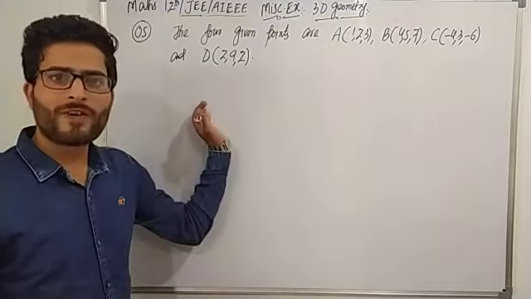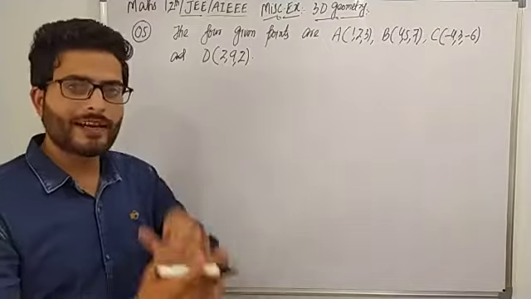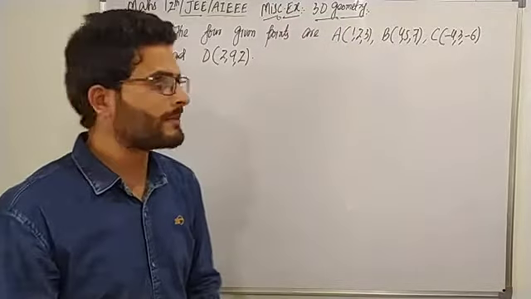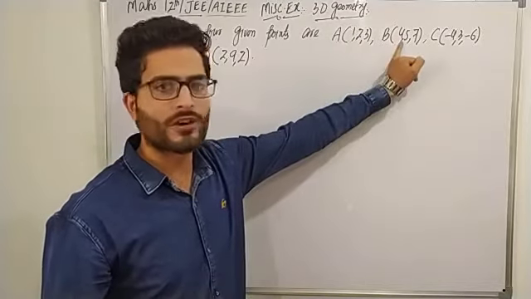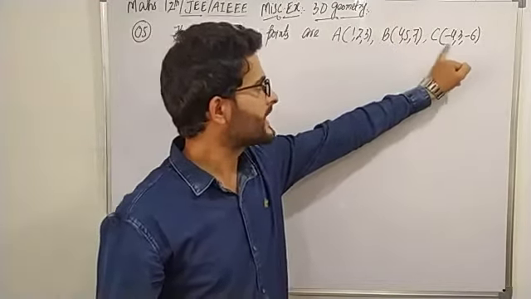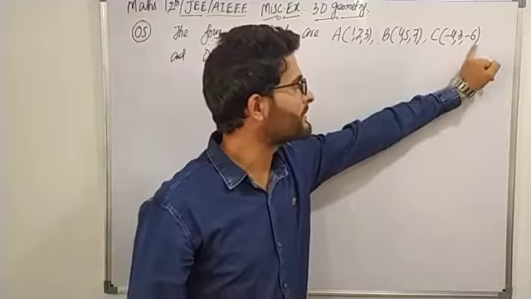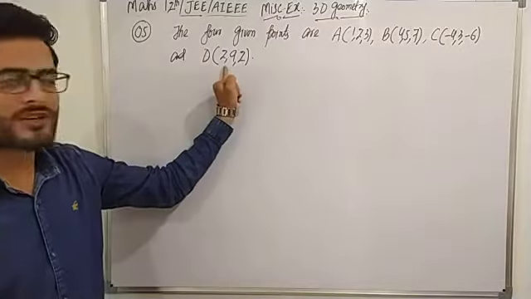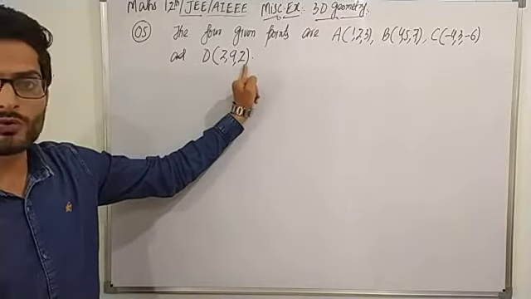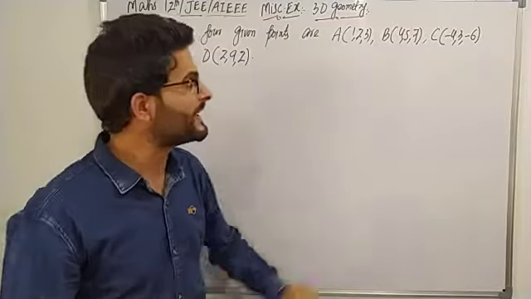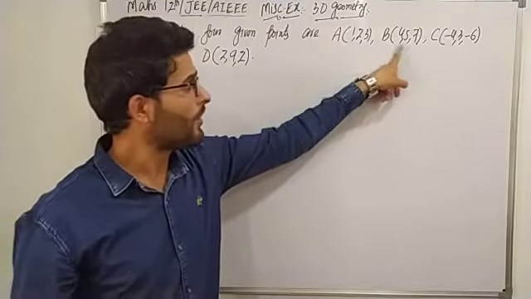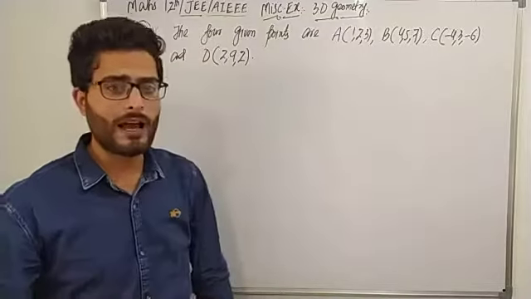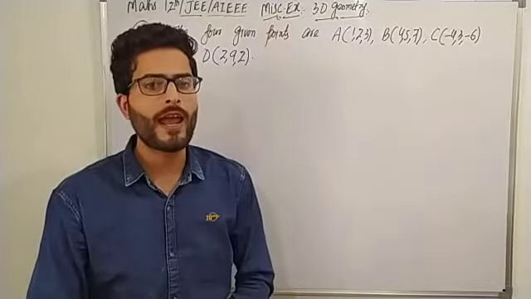Now we are on question number 5 of the miscellaneous exercise, and in that question we have 4 given points. A with coordinates 1, 2, 3, B with coordinates 4, 5, 7, C with coordinates minus 4, 3, minus 6, D with coordinates 2, 9 and 2. Then we have to find the angle between lines AB and CD. So we need the angle between these two lines AB and CD.